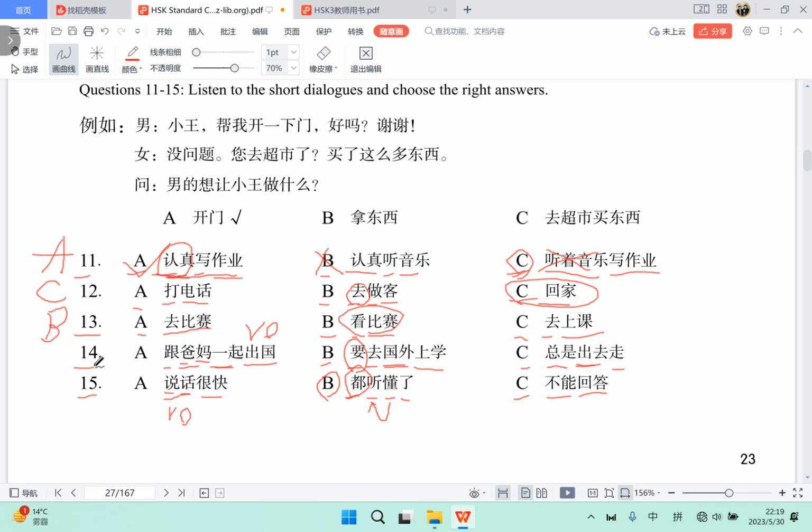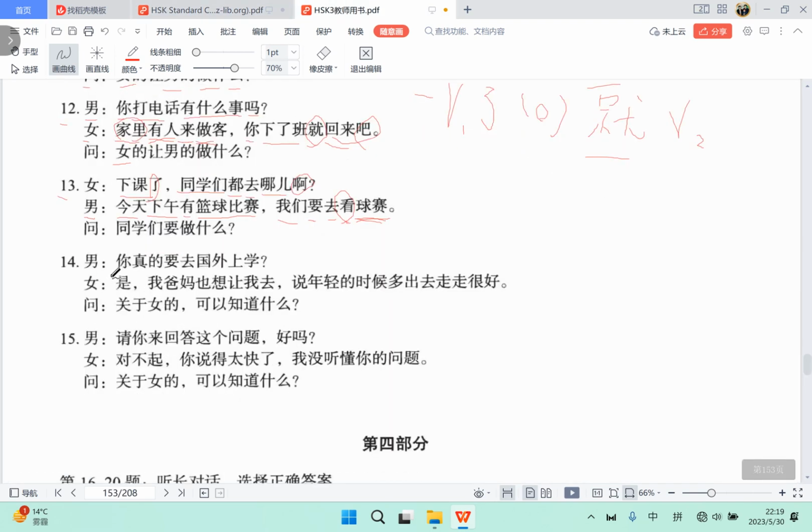OK, 第14题, number 14. 你真的要去国外上学. So 你, you, 真的 really, 要去, so you are going to 国外, the foreign country, 上学 to study. So here 国 is like your own country and 外 is the outside of your country, just abroad, right? And B replies 是, yes, 我爸妈, my parents, 也想, also want, 让我去, let me go.